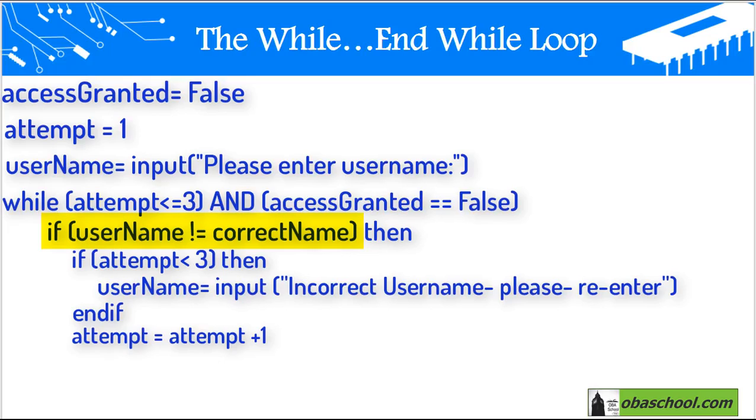If the username is still not equal the correct name, then we will continue to the if condition. Is the attempt less than 3? This condition is false. Now we will get out from the if condition by putting end if. And then we will continue to attempt and add the attempt 1. While the attempt 3 plus 1 equals 4, while attempt which is 4 less than or equals 3, this condition is false. So we will get out from the while loop since we need both conditions to be true.